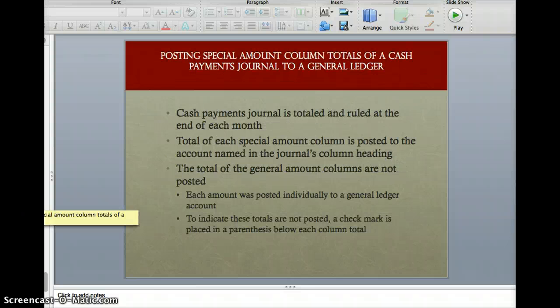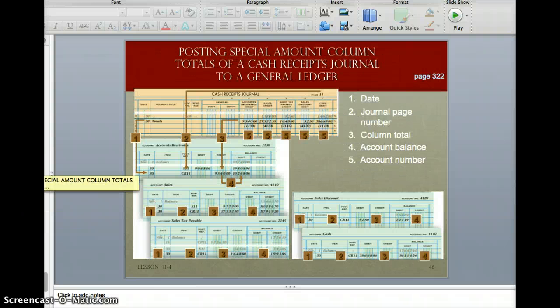So what we have here, I went to the wrong slide, sorry. Here we have the cash receipts journal. Here's all the places that need posted to. So we need to post it to accounts receivable, to sales tax payable, to sales discount, and to cash.